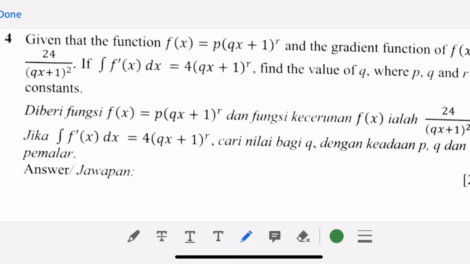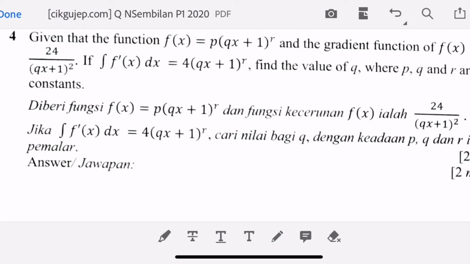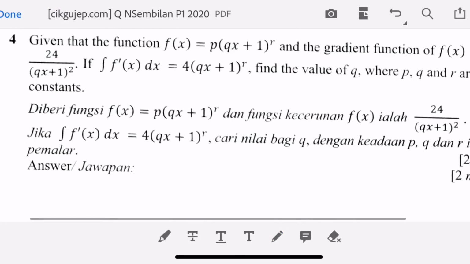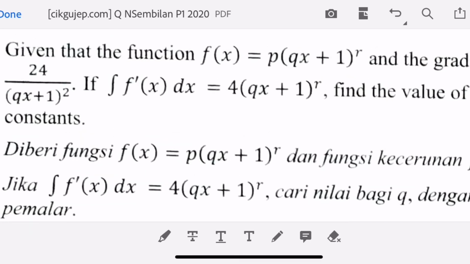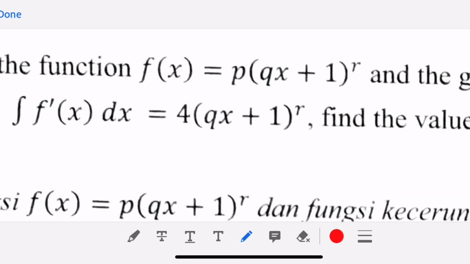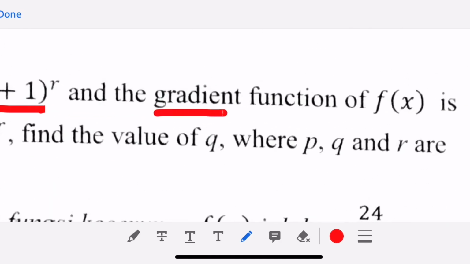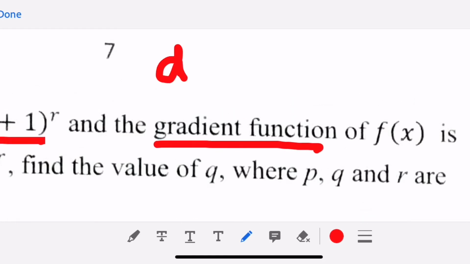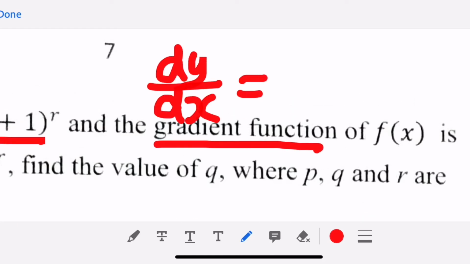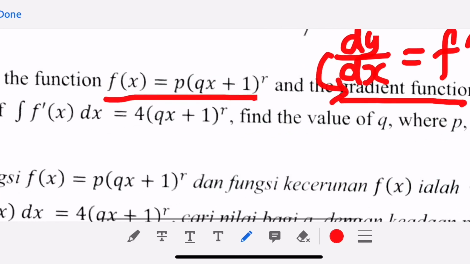Okay, now we go to question number 4. This question is also very challenging. Given that the function f(x) equals p(qx + 1) to the power of r, and the gradient of the tangent, when you see gradient of the tangent or gradient of the function, that is actually your dy/dx. Also can be written as f prime x. Okay, the same story. So that means you are given dy/dx.